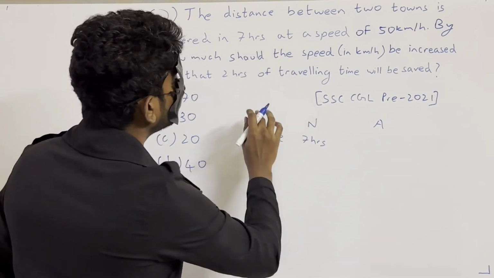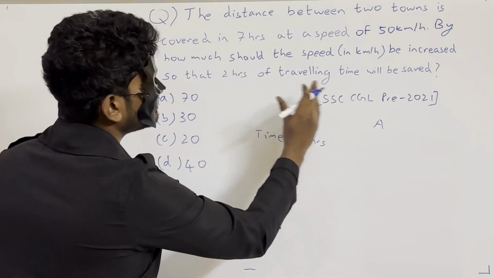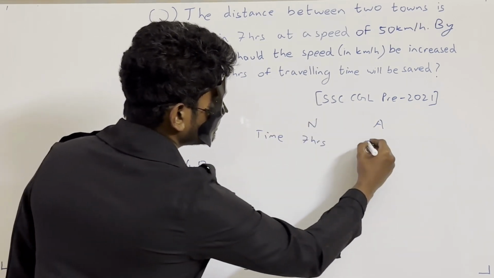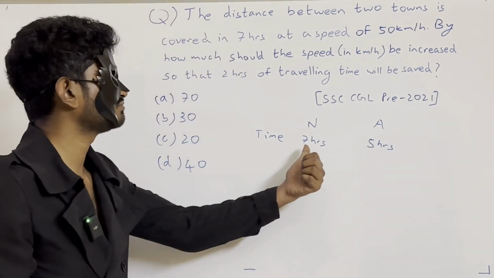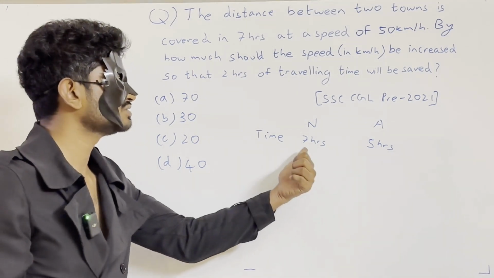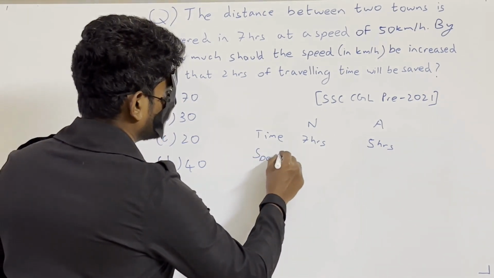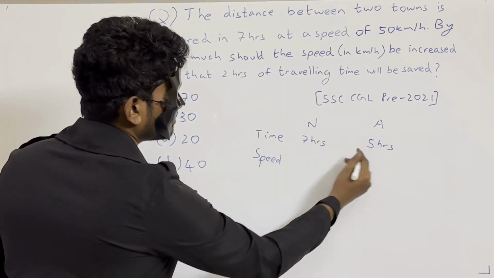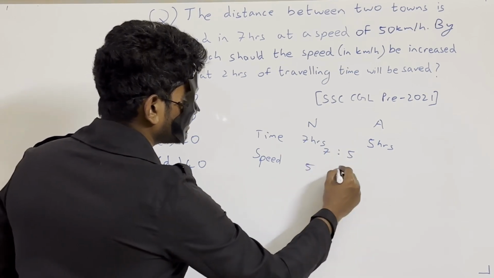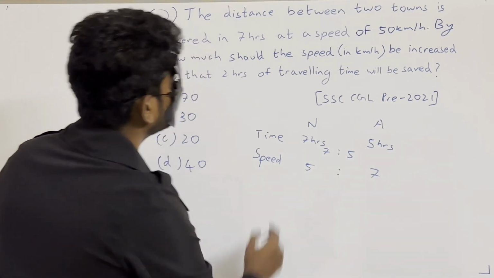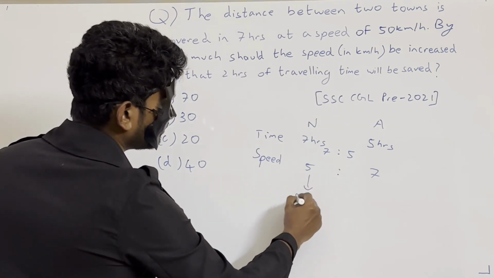Normally it is taking 7 hours, and by what speed should it be increased so that 2 hours of travelling time is saved? To save 2 hours means you have to reduce the time. You will be travelling in 5 hours, right? You need to save 2 hours from 7 hours, so 7 minus 2 is 5 hours. So I already told you, when distance is fixed, the time ratio is 7:5, right? The ratio will get inverted, that is, it will become 5:7. Speed ratio will become 5:7. Now what is given in the question is, this 5 ratio is equivalent to 50 kilometers per hour.